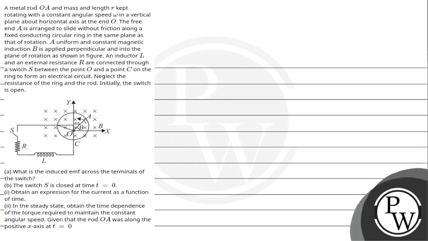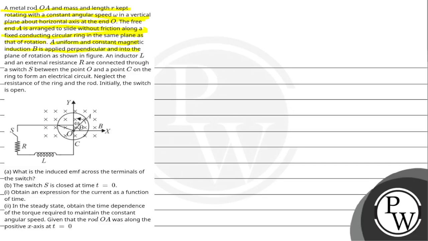A metal rod OA of mass m and length R is kept rotating with constant angular speed omega in a vertical plane about a horizontal axis at the end O. The free end A is arranged to slide without friction along a fixed conducting circular ring in the same plane as that of rotation. A uniform and constant magnetic induction B is applied perpendicular and into the plane of rotation as shown in figure.